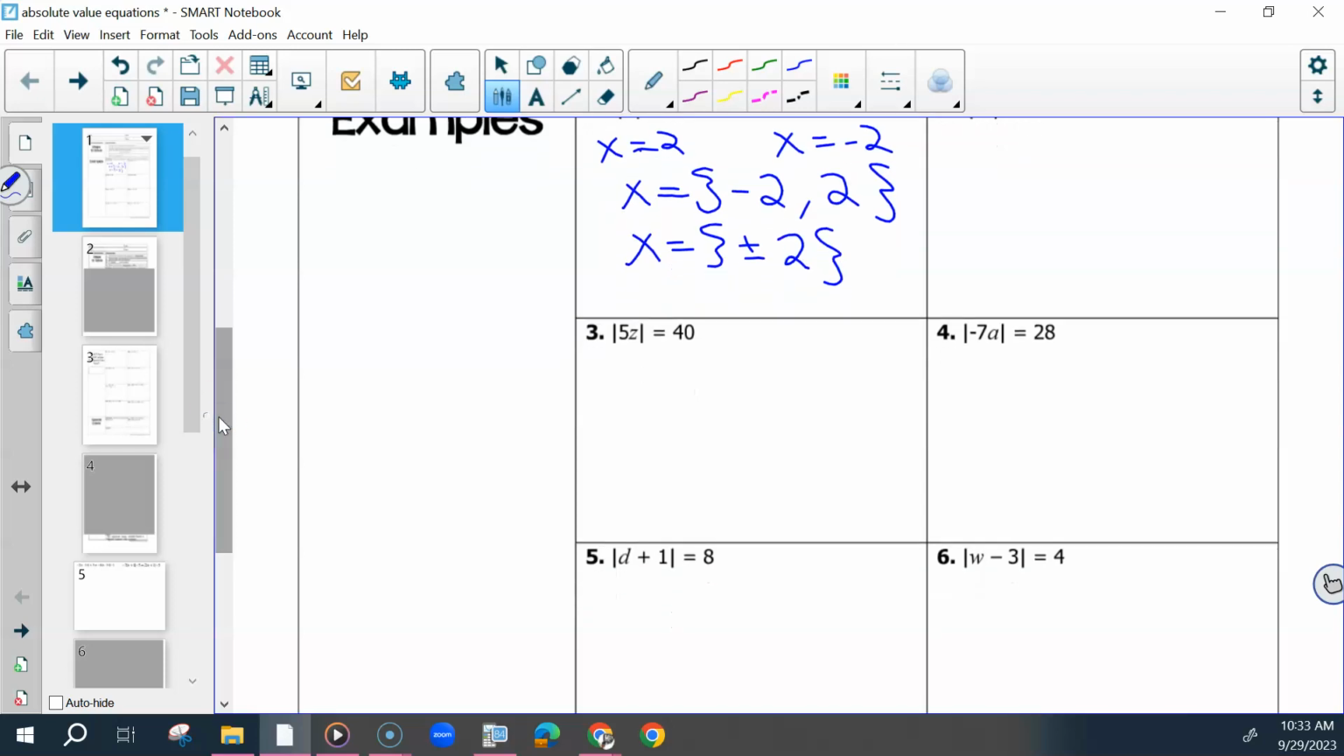Okay. Number 3. Same process. Make sure this is isolated. It is, so check on that. Drop the absolute value bars. Set this equal to a positive 40 and a negative 40. We have equations, so we can solve them both by dividing by 5.